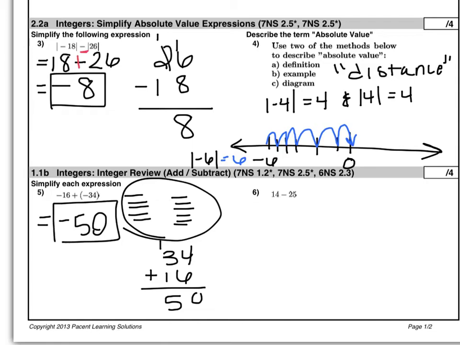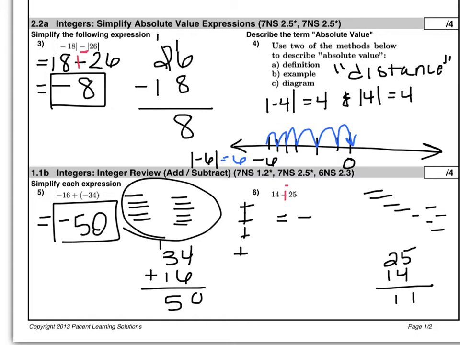Okay? And number 6, I never subtract in algebra. I add the opposite, which means I have 14 positives, but I have 25 negatives. There's more negatives, which means my answer is going to be a negative. And since they're different signs, I'm going to subtract. So my answer becomes negative 11.